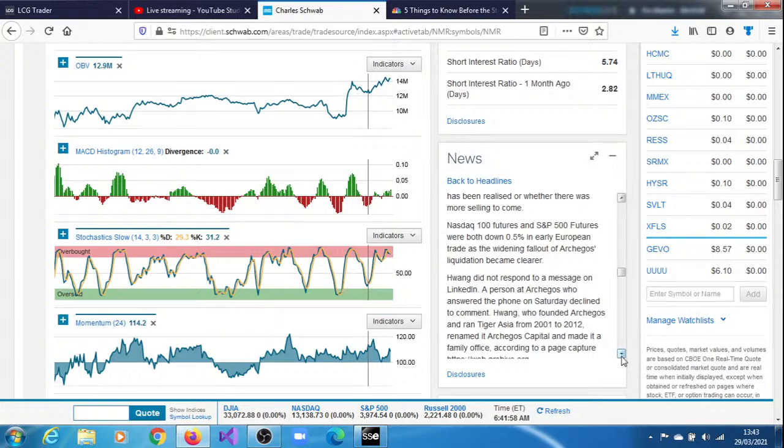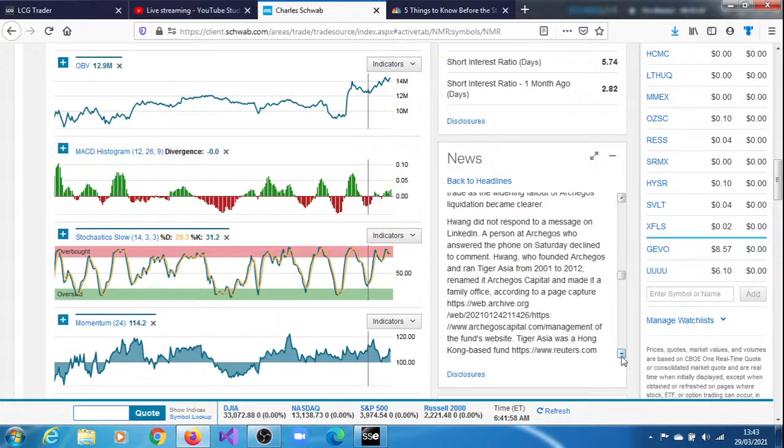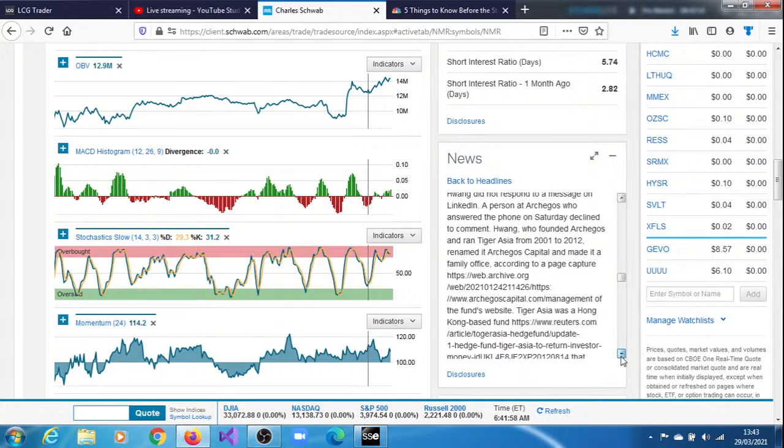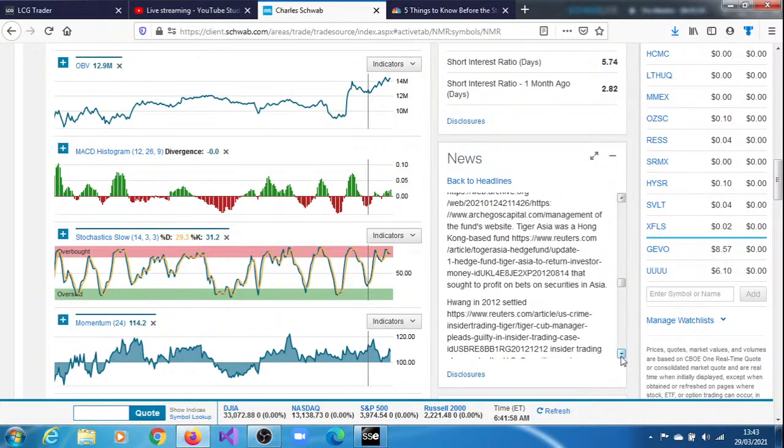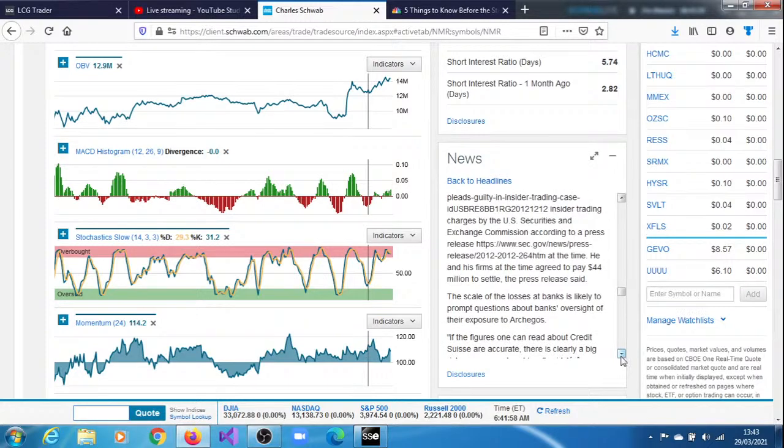Huang did not respond to a message on LinkedIn. A person at Archegos who answered the phone on Saturday declined to comment. Huang, who founded Archegos, ran Tiger Asia from 2001 to 2012, then remained at Archegos Capital and made it a family office, according to a page capture on that link. He and his firm at the time agreed to pay $44 million to settle the matter.